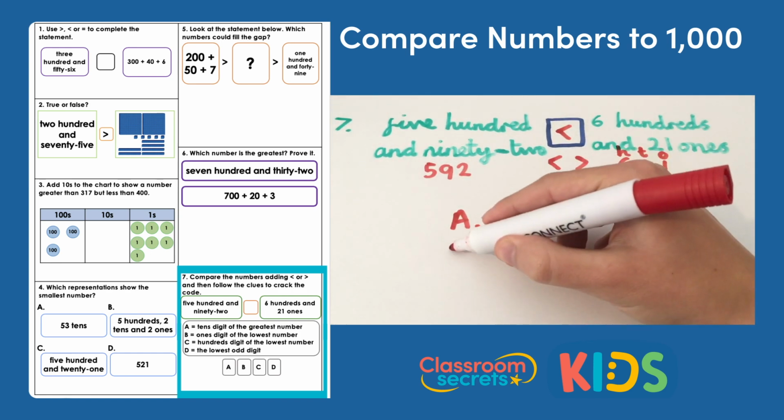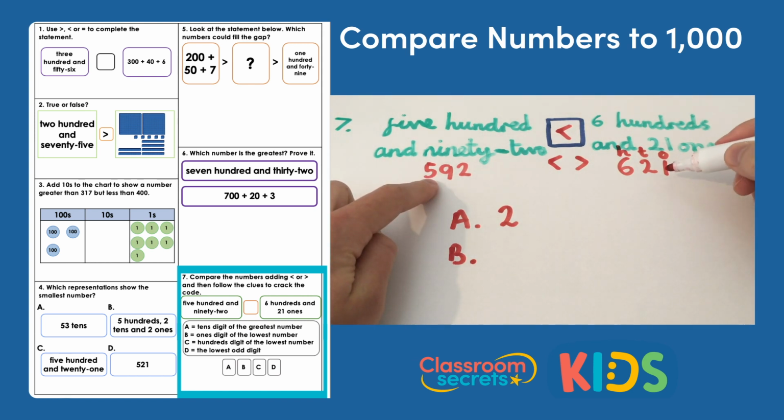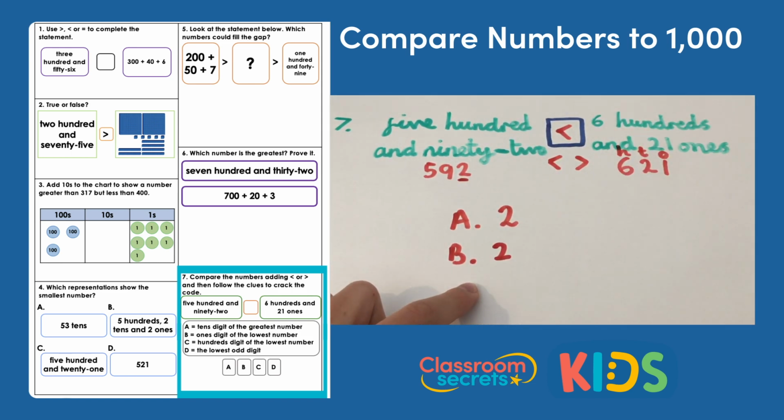Let's have a look at B. The ones digit of the lowest number. The lowest number is 592. It's smaller than 621. And the lowest digit is the smallest digit there. 2 is the smallest one. So that's going to go in for B.